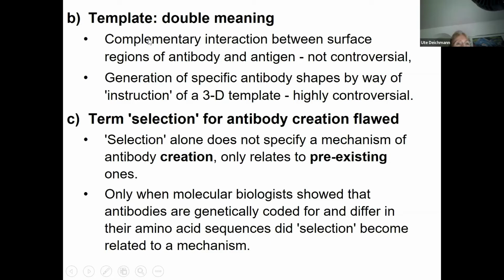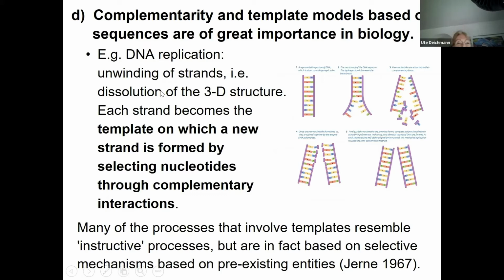And third, the term selection for antibody creation is flawed because selection alone does not specify a mechanism of antibody creation. It only relates to pre-existing ones. And only when molecular biologists showed that antibodies are genetically coded for and differ in their amino acid sequences did selection become related to a mechanism. So I'm not talking about the templates in biology, which is very interesting, but I come to the summary.